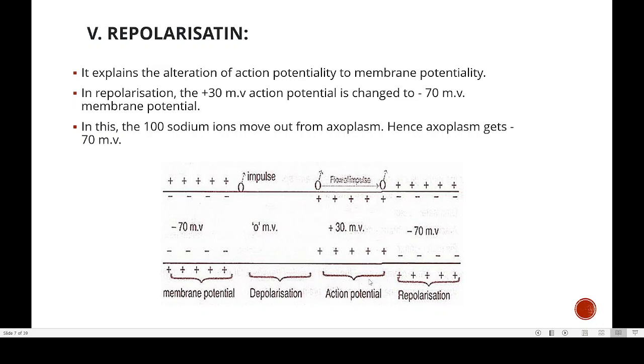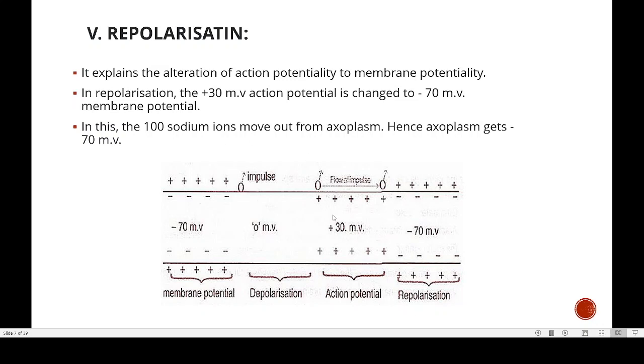Now the fourth event is known by the name repolarization. Now during repolarization, what happens? It explains the alteration. Alteration means change of action potentiality to membrane potentiality. That is the action potential, plus 30. When plus 30 is changing back to minus 70 again, we call that event repolarization.